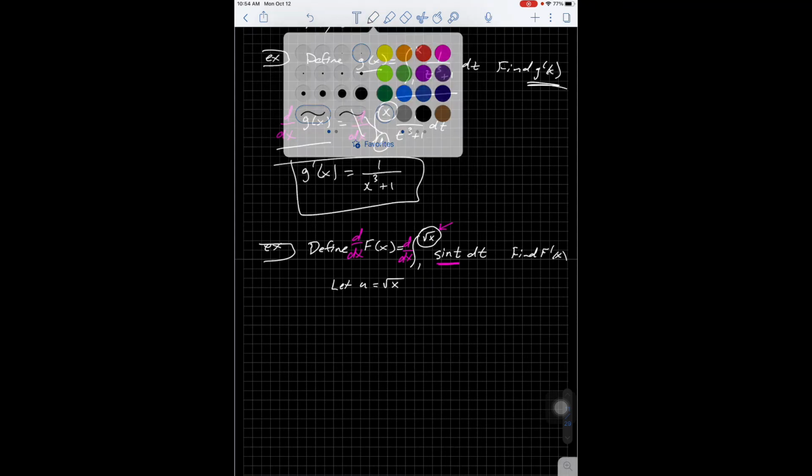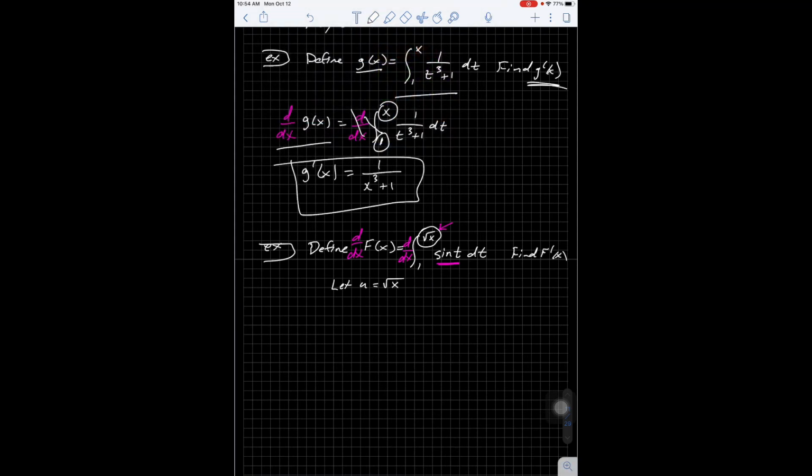So what's going to end up happening, because we're taking the derivative, we are going to want to know what the derivative of this u value is. And I'll show you where that comes in a minute, but we're going to calculate that. So the derivative of the square root of x is 1/2 x to the negative 1/2. Okay, that's what du dx is. And now we're going to substitute that in.